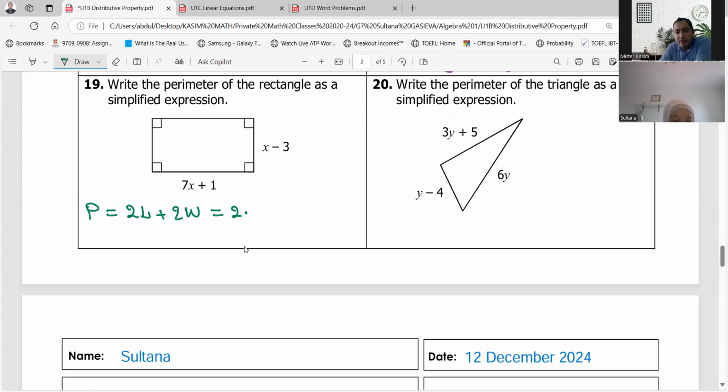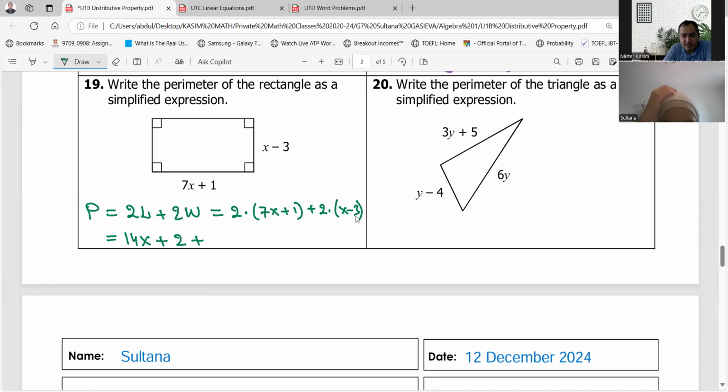2 times, what is the length? It's 7x plus 1. Plus 2 times, what is the width? It is x minus 3. And now using the distributive property, distribute this. 2 times 7x plus 1 equals 14x, 2 times 7 is 14x, plus 2 times 1 is 2, right? Plus, next, x minus 3.